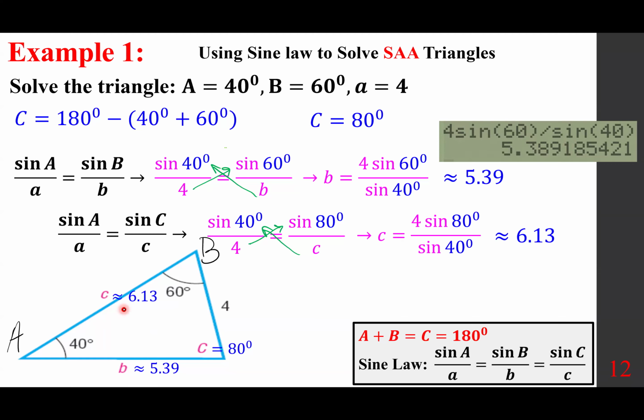A quick recap. Since two angles are given, the first step is to find the last one, because there are only 3 and the total is 180 degrees. And because one side is given, you use the sine law with the given side to find the other missing sides.